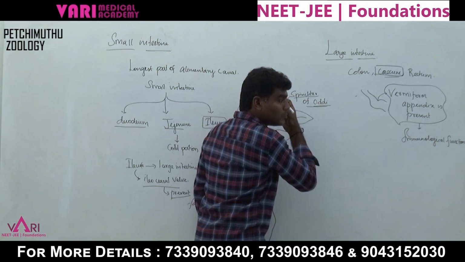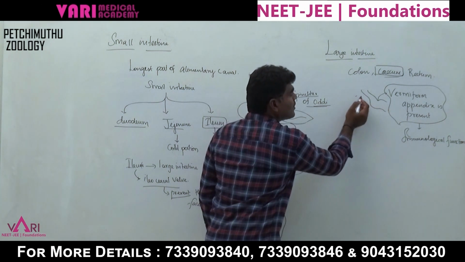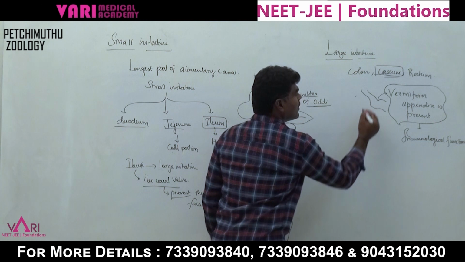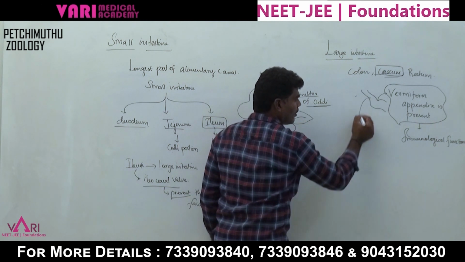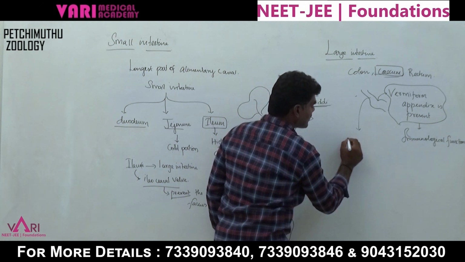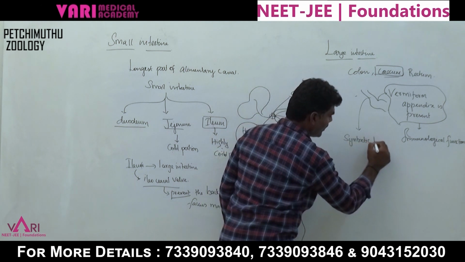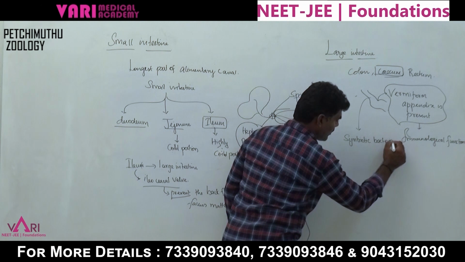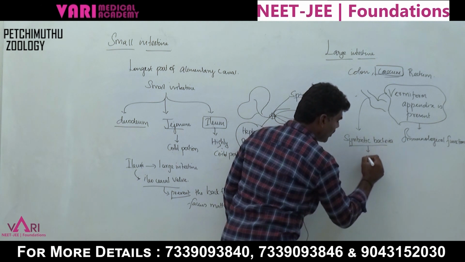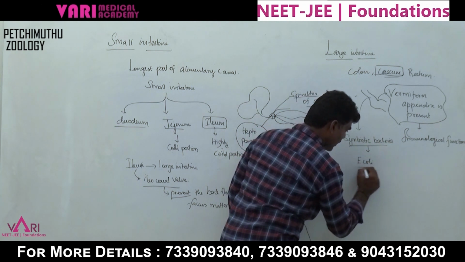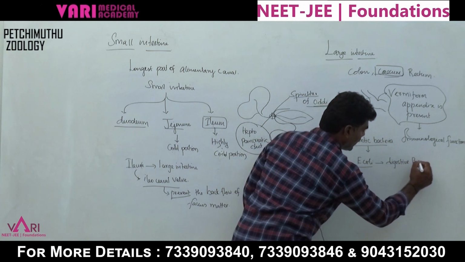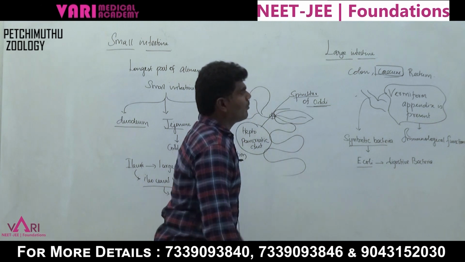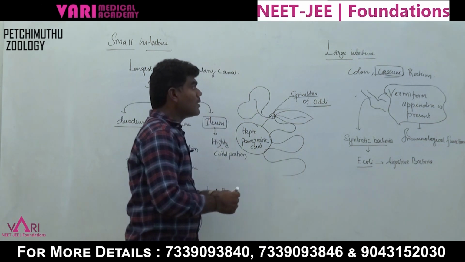Then the cecum, where we start, contains symbiotic bacteria. That bacterium is called Escherichia coli. It is a digestive bacterium. So that is the cecum.